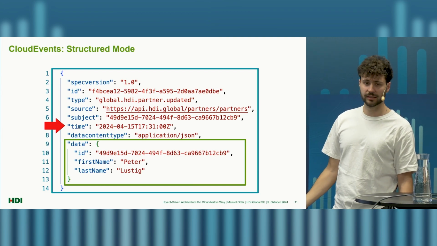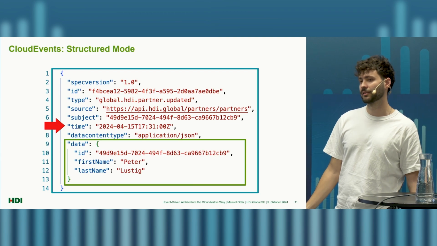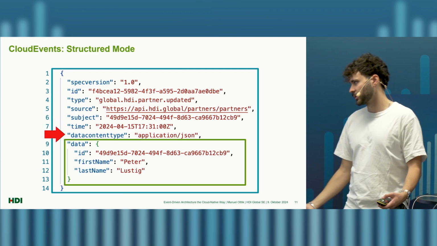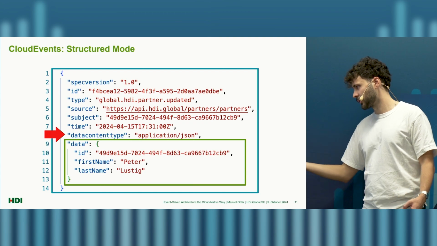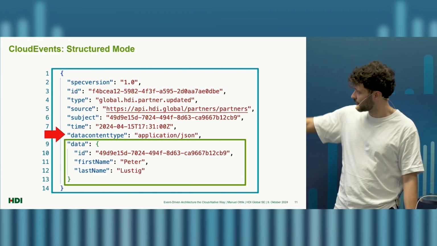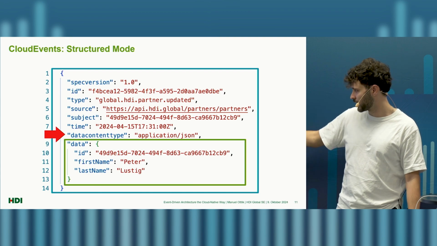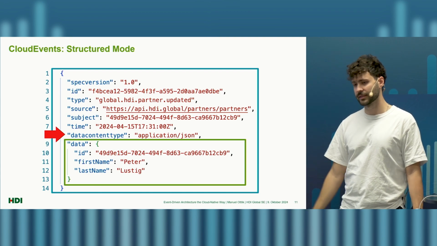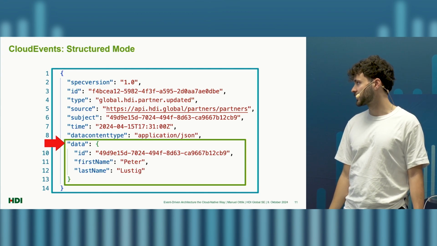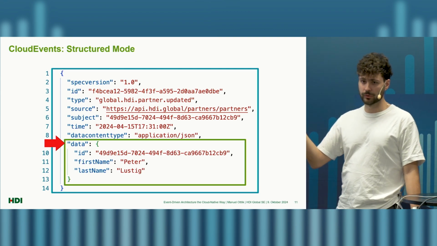The time is quite easy. That's when the event occurred, not when the event was sent. And then the data content type is just the content type in which the data, which is lines 9 to 13, is in. I also have these borders around here, the blue one being the CloudEvent, the green one being the payload from the previous slide. So the payload is quite straightforward, I didn't put too much stuff in there. That is just the partner that had some changes to it. That is the structured mode.